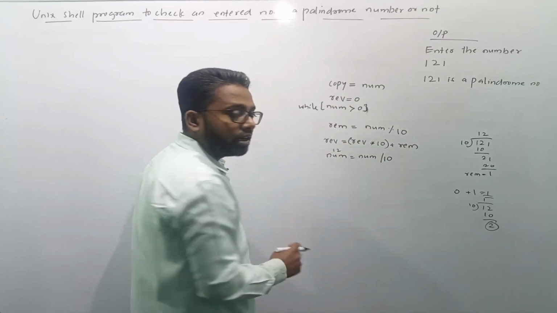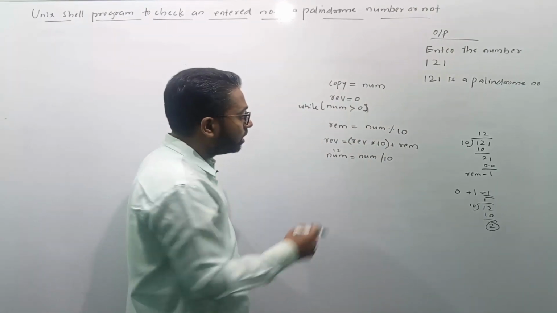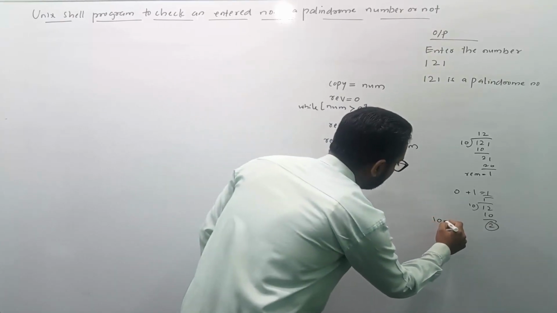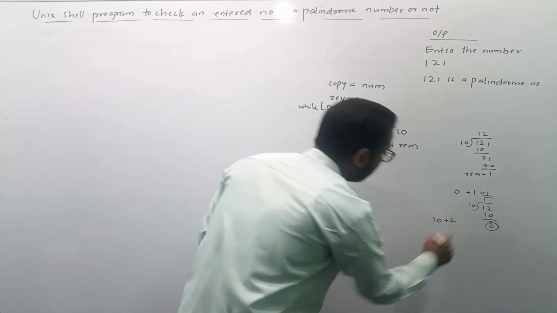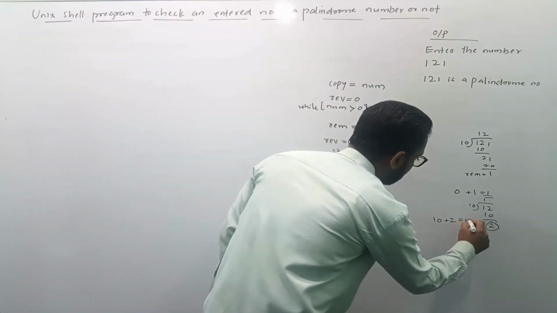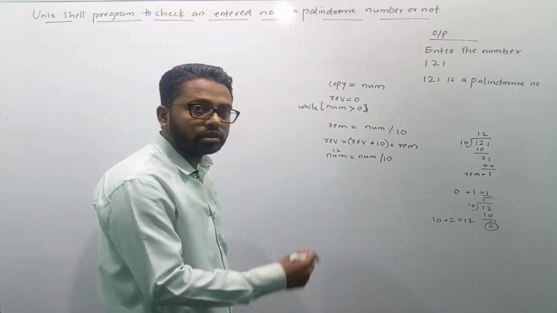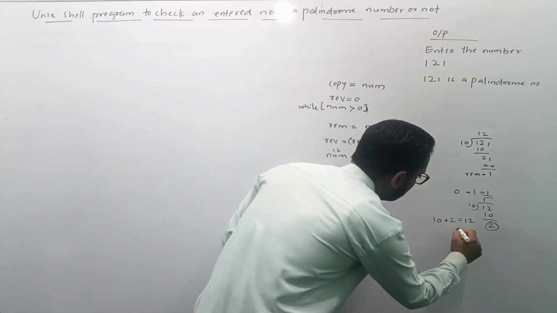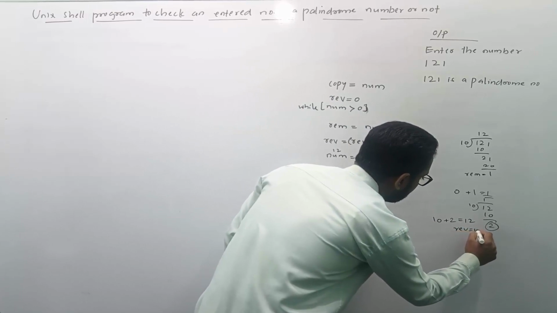1 into 10, and we got 10 now. Okay, so 10 plus remainder, 10 plus remainder is 2. Okay, and now we got the new value of reverse, which is 12, and now reverse stores the value 12.